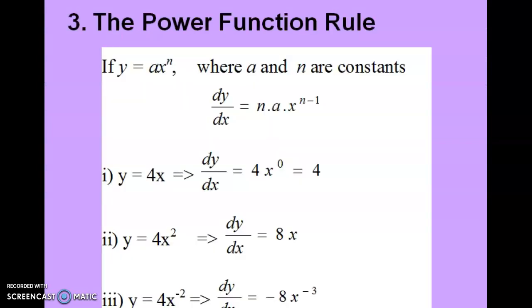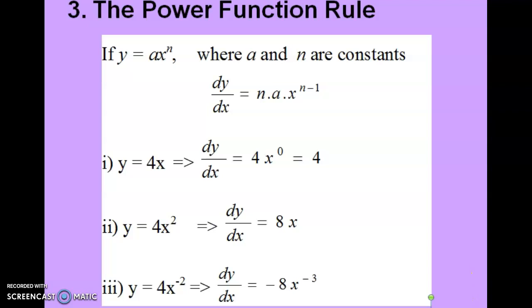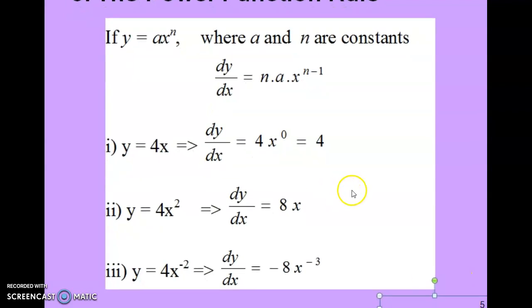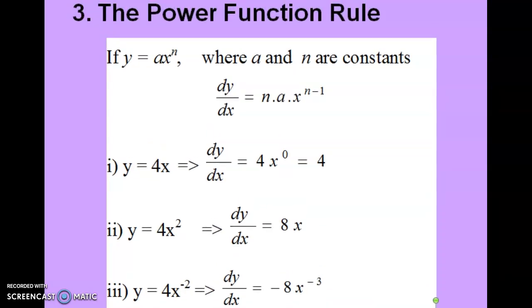All right, what do we have here? The power function rule. This one we've already seen from the first slide, if you want to remember, but let's just have a look at it. The integral of a x to the power n. All right, let us just put the topic in the picture like this.